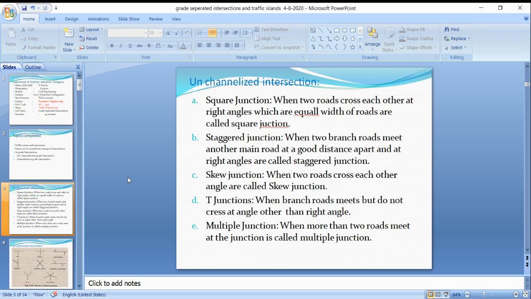Next comes the T junction. When branch roads meet but do not cross each other at a right angle, I mean they are at other than a right angle, they just form a T shape. Then it is called a T junction. Multiple junction: when more than two roads meet, it is called a multiple junction.